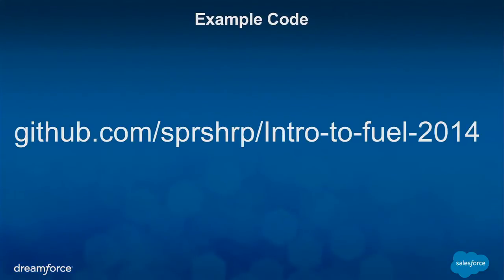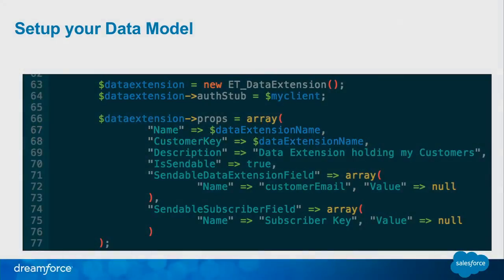So now I'm going to walk through a couple of code examples. For those of you interested in following along, you can download the code on GitHub. It's github.com/supersharp/intro-to-fuel-2014. In these examples, I'm just going to be walking through the PHP SDK. I hope this is self-explanatory. If not, please feel free to shout out questions as I'm going along.